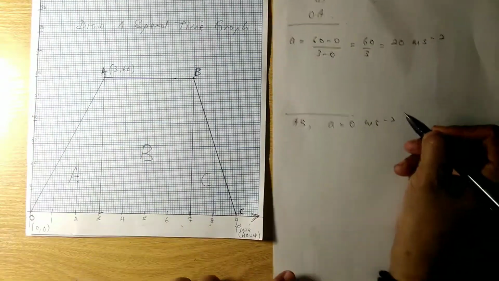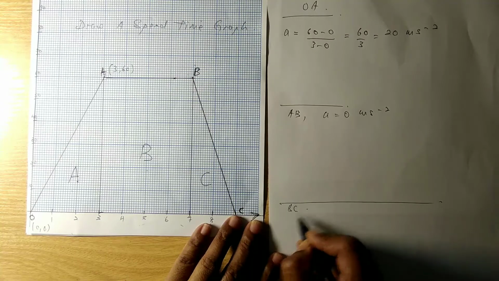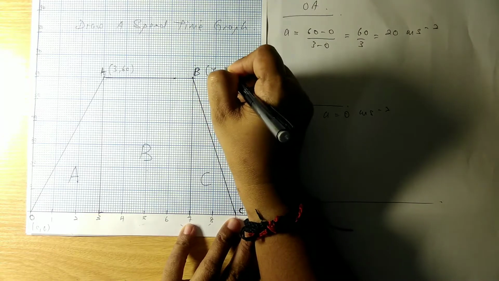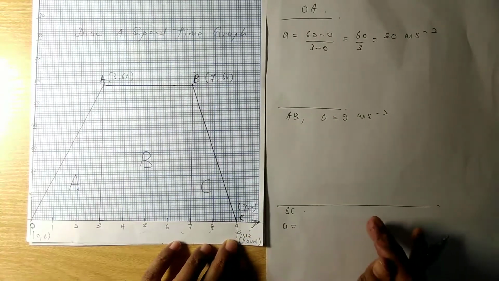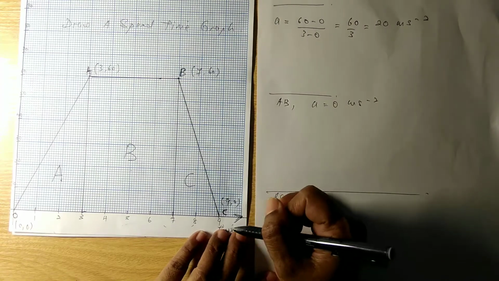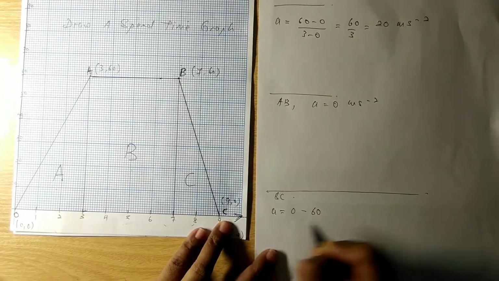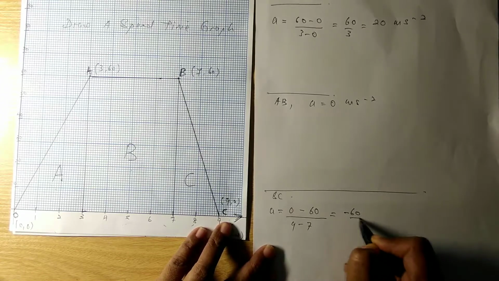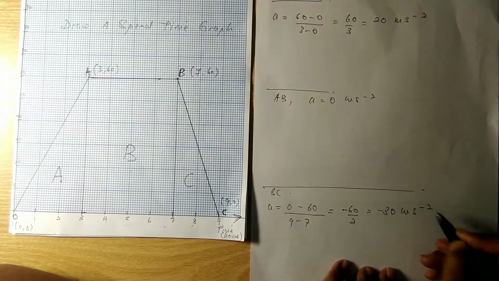And let's say you're talking about BC, from B to C. So the gradient from B to C, or my acceleration of BC, is: this one is (7, 60), and this is (9, 0). So in this case, my acceleration will be (0 minus 60) over (9 minus 7). So this is negative 60 over 2, negative 30 meters per second per second.